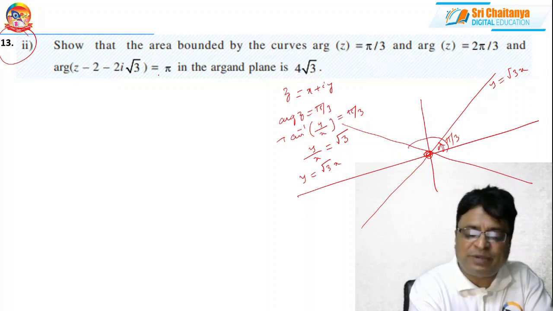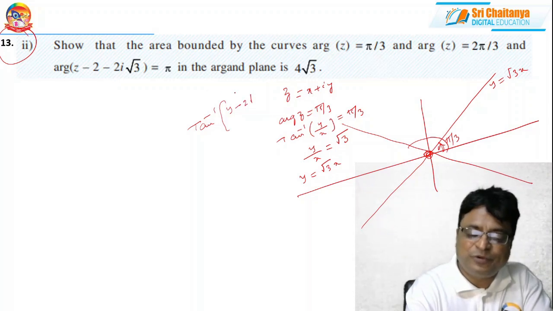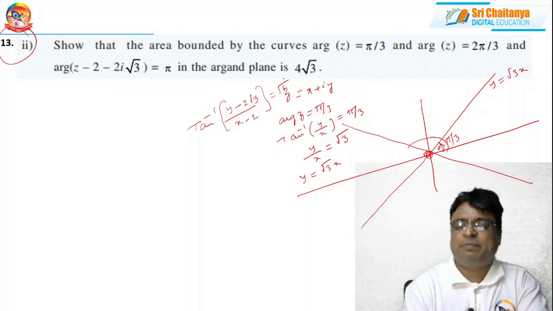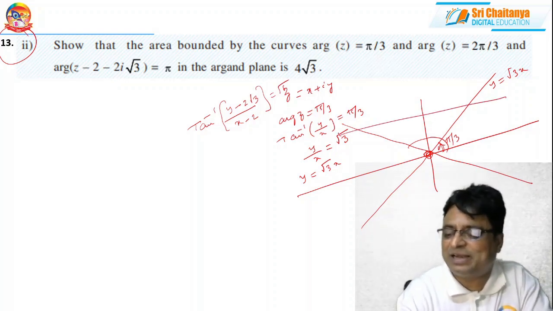And this is what? Argument of z minus 2 root 3 i. That is what? Tan inverse of, what is the imaginary part? y minus 2 root 3. Because z is equal to x plus iy, you take i as common, y minus 2 root 3. So, y minus 2 root 3 by x is equal to pi. Tan pi is 0. So, y equal to 2 root 3. Y equal to 2 root 3 means it is a line parallel to x-axis.